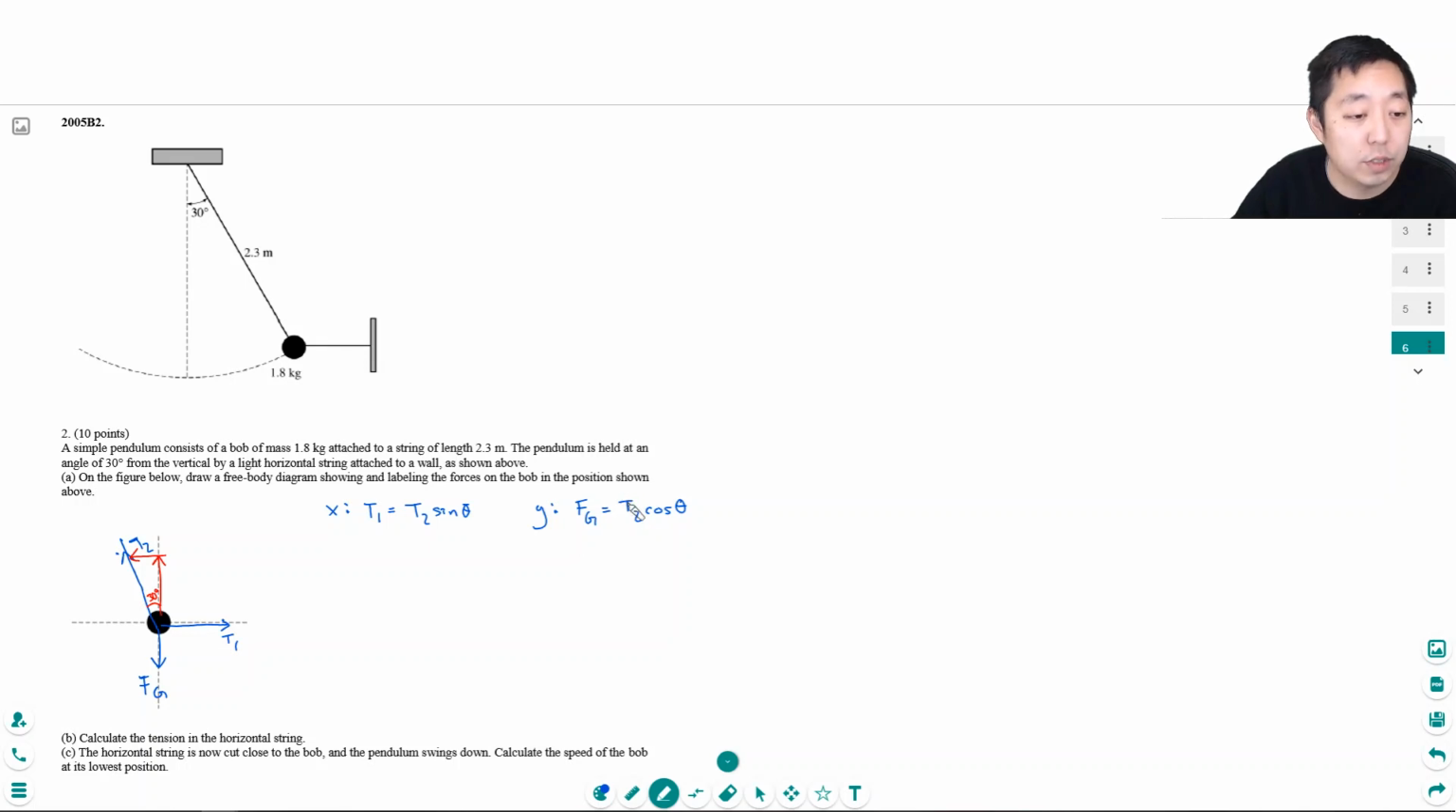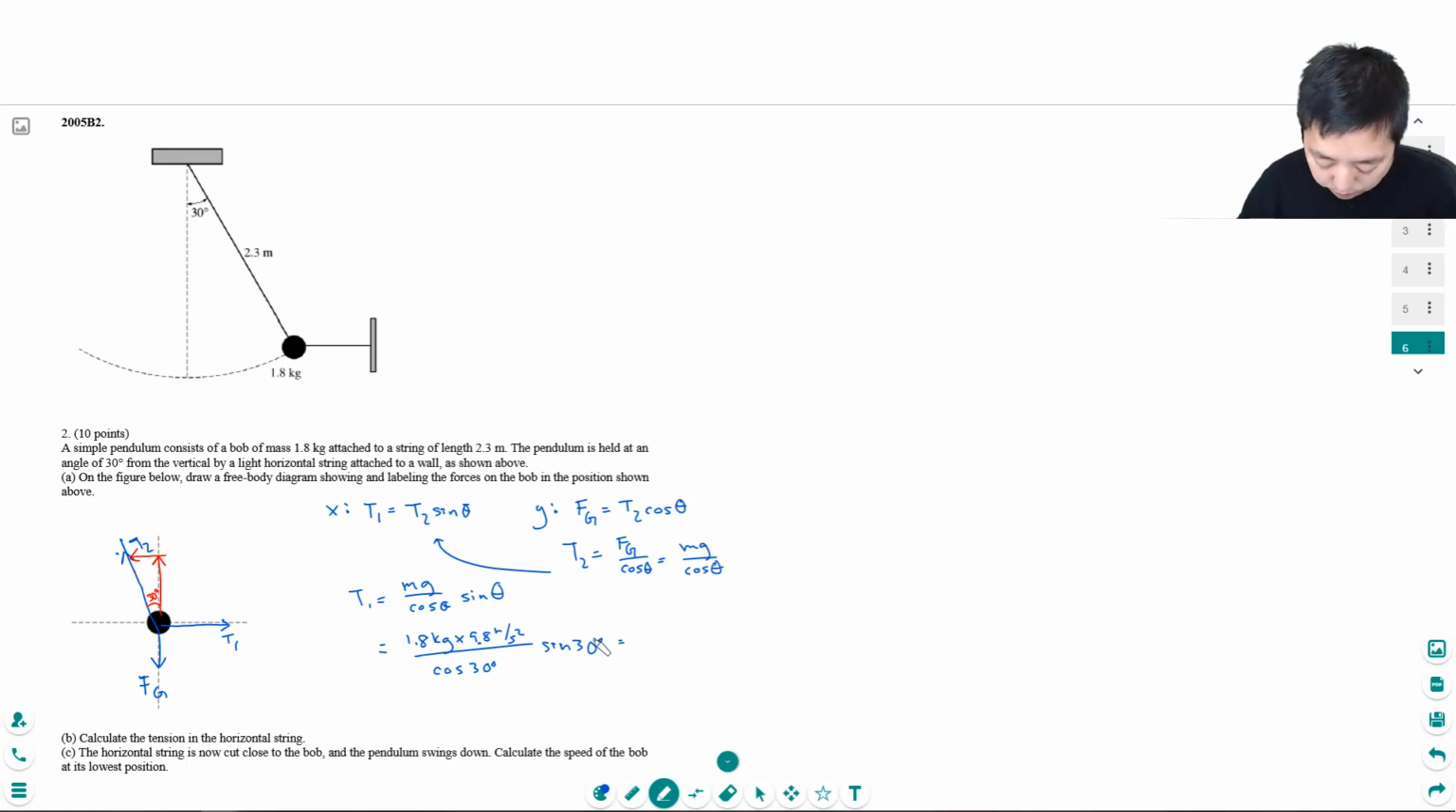So I can solve for T2, and once I have T2, I can solve for T1. T2 is equal to Fg over cosine theta, which is equal to mg over cosine theta. Then I'm going to plug it in here. So T1 is equal to, what's T2 equal to? It's equal to mg over cosine theta, times sine theta. So m is 1.8 kilograms, times 9.8 meters per second squared, divided by cosine 30 degrees, times sine 30 degrees.